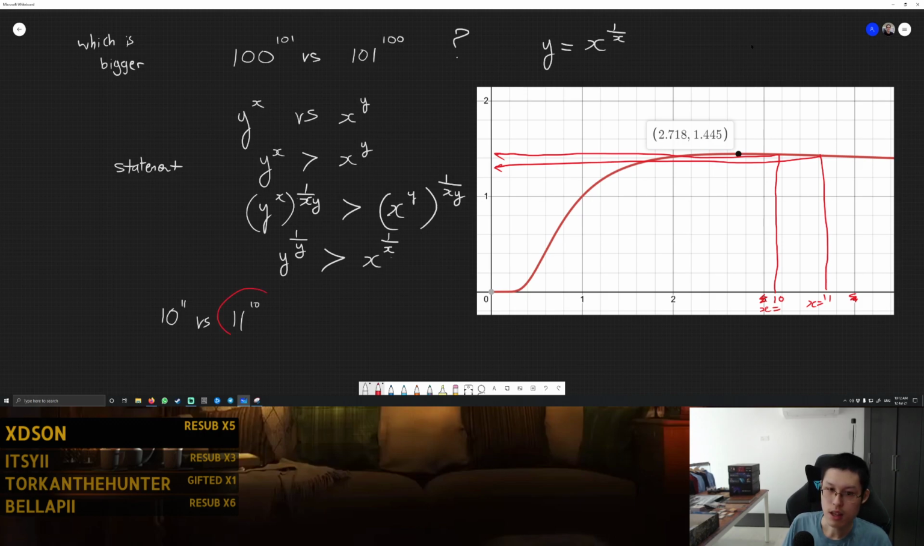Therefore, 11 to the power of 10 is actually smaller than 10 to the power of 11, as long as your value of x, which is this value here, is greater than e. So as long as x is greater than e, 100 to the power of 101 is going to be greater than 101 to the power of 100. There you go.